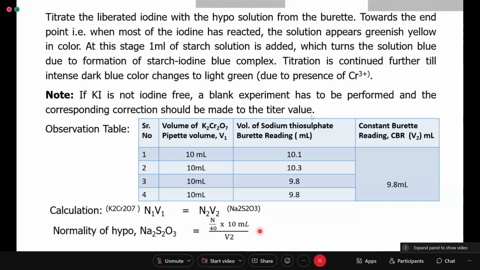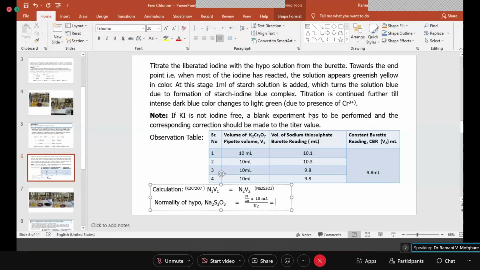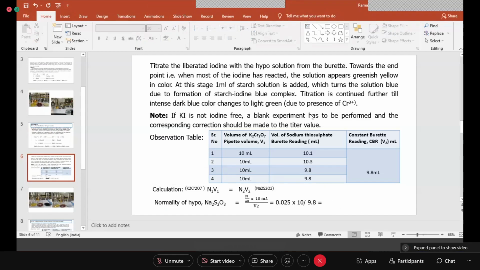So if you write it this way, then you get here 0.025 into 10 divided by 9.8. So this will be the thing. Clear? So that will be the normality of hypo. Okay.